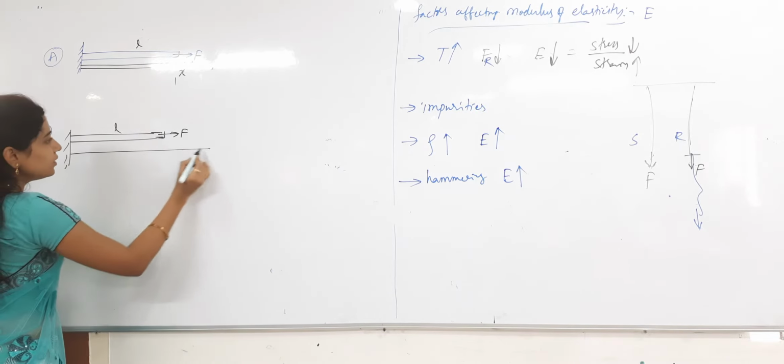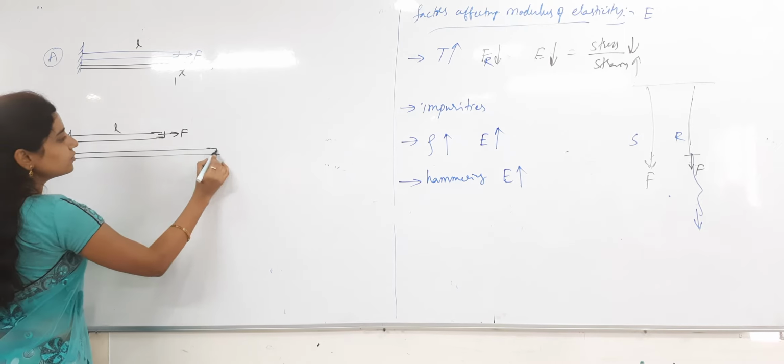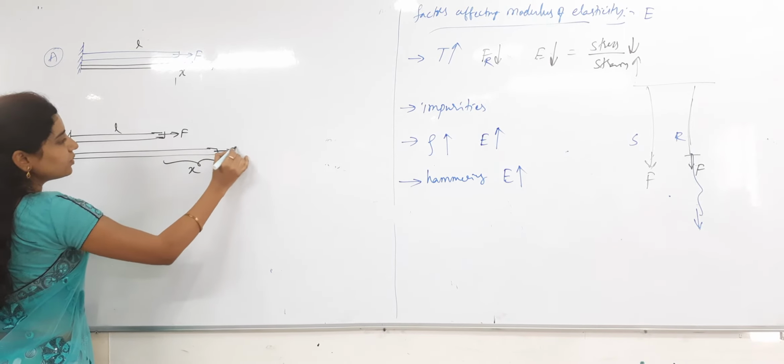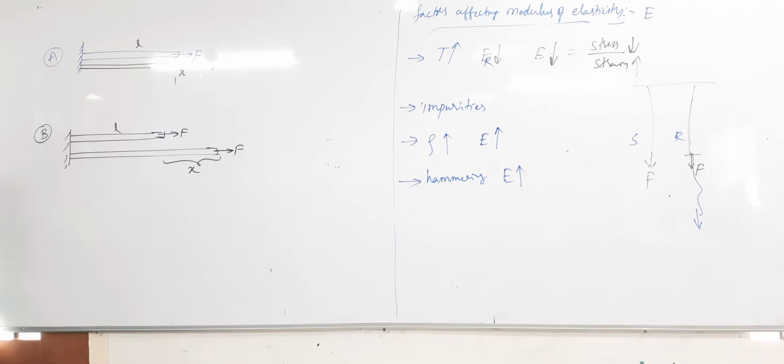Then what happens? In this there is more elongation. This much elongation is there, by applying the same force only. Now which is more elastic? A or B? What is the reason? Strain of A is less as compared to strain of B. So the strain is inversely proportional to the elasticity, so that A is more elastic as compared to B. You understand, right? The same application only.